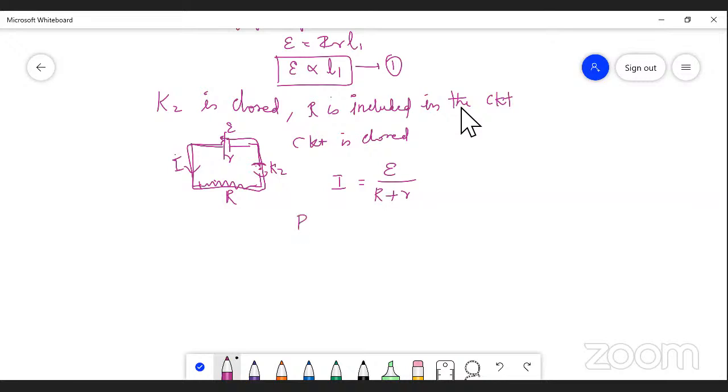So what is the potential difference across the resistance R? Potential difference across the resistor R. This is the current I through the resistance R. So current through R is I equals E divided by R plus r.